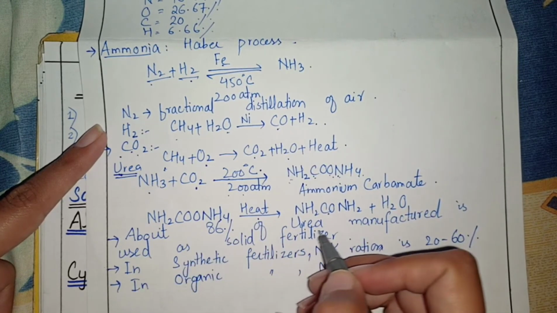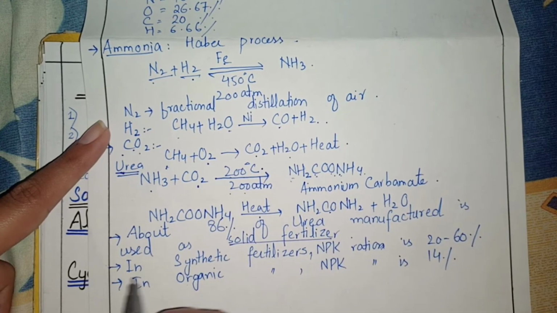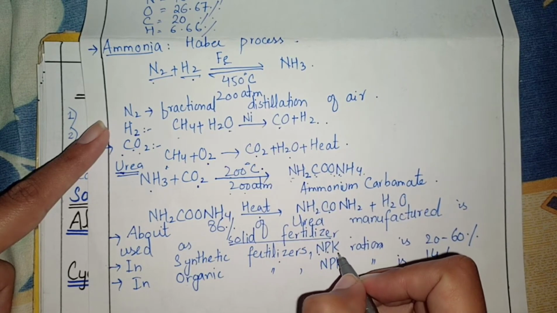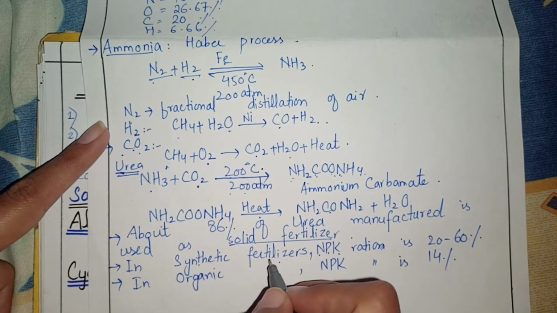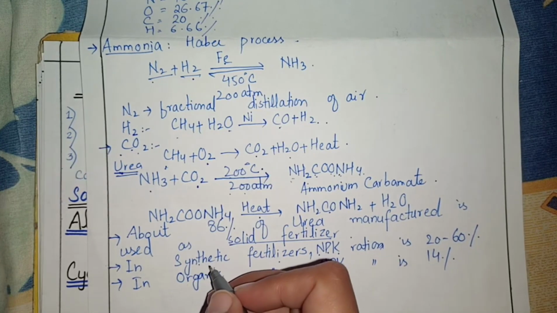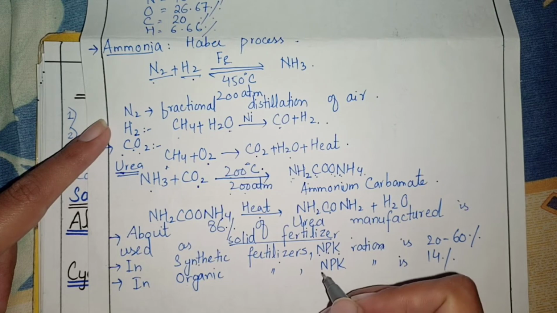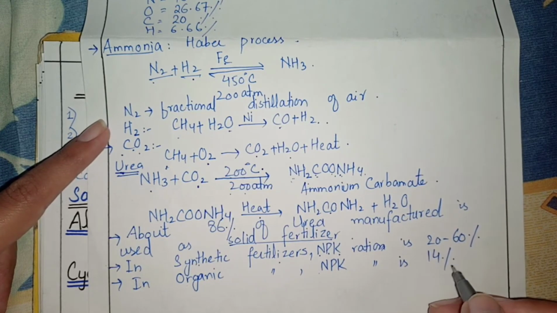About 86% of urea manufactured is used as solid fertilizer. In synthetic fertilizers, the nitrogen, phosphorus and potassium ratio is 20 to 60%. Synthetic fertilizers are those fertilizers which are made from synthetic sources. Organic fertilizers or natural fertilizers are those which are derived from animals and plants. In organic fertilizers, the nitrogen, phosphorus and potassium ratio is 14%.